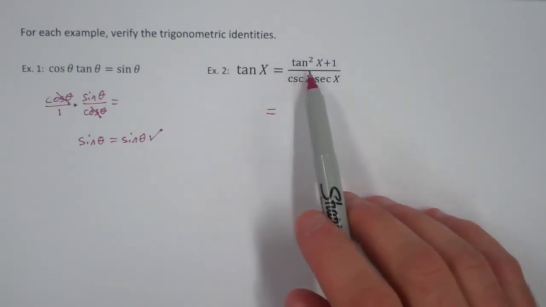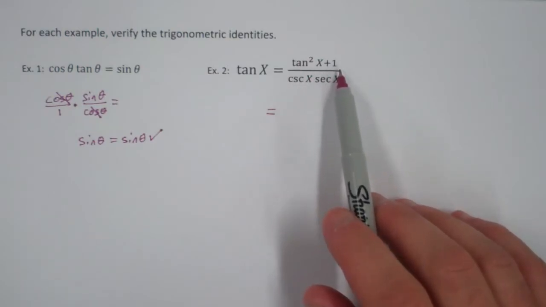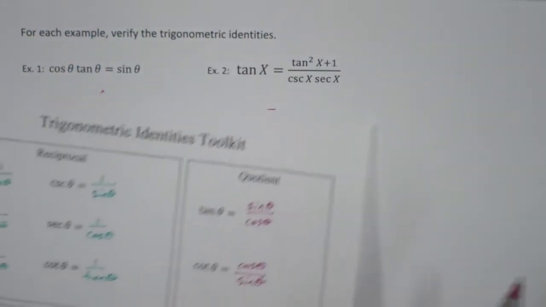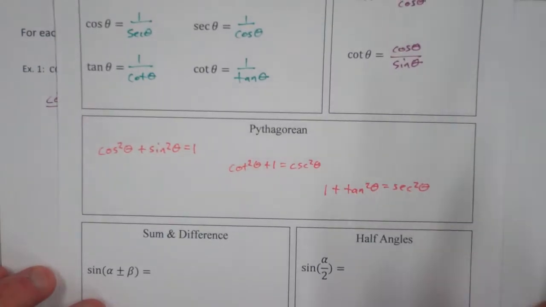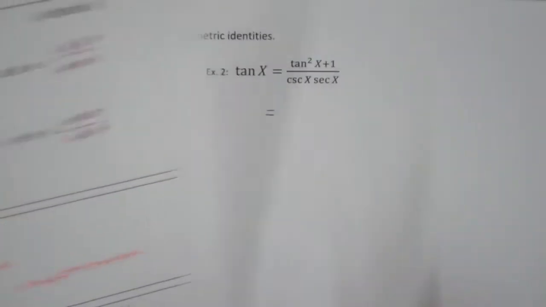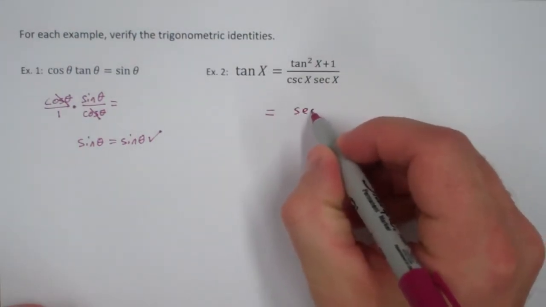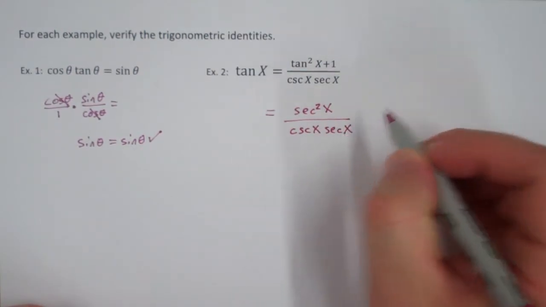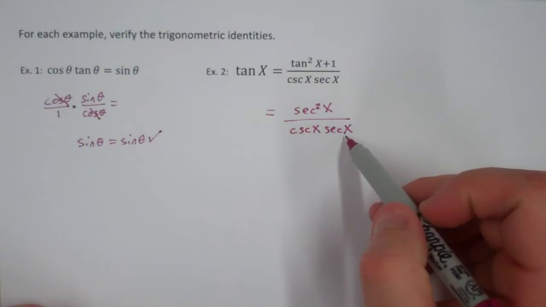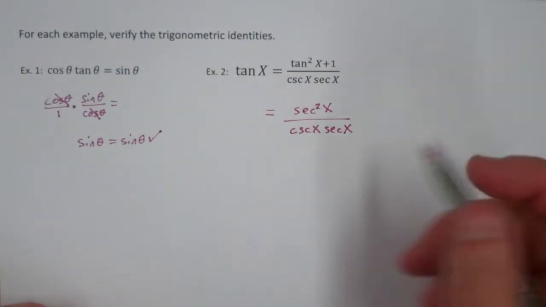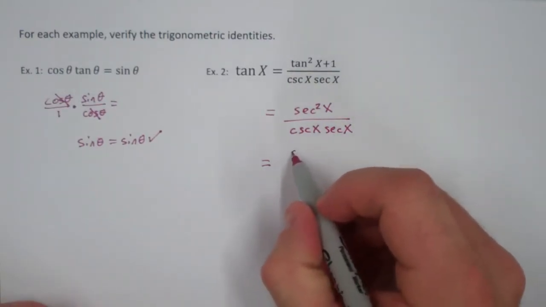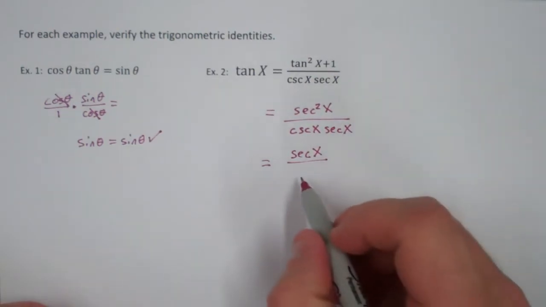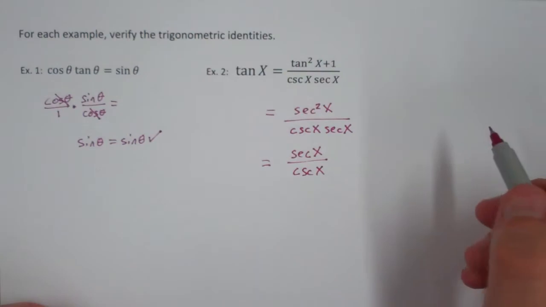Right away though, with this one I'm seeing that I've got a tangent squared plus 1. And I'm wondering if that's one of my Pythagorean identities. If you look at your trigonometric identities toolkit, you should see that 1 plus the tangent squared is equal to the secant squared. So I'm going to change that out and see if that helps us. I am allowed to cancel one of the secants with one of the secants down here. Secant squared is the same as secant times secant. So I'll be left with one secant in the numerator. One secant and one secant will cancel out. So I'll be left with a cosecant of x here.